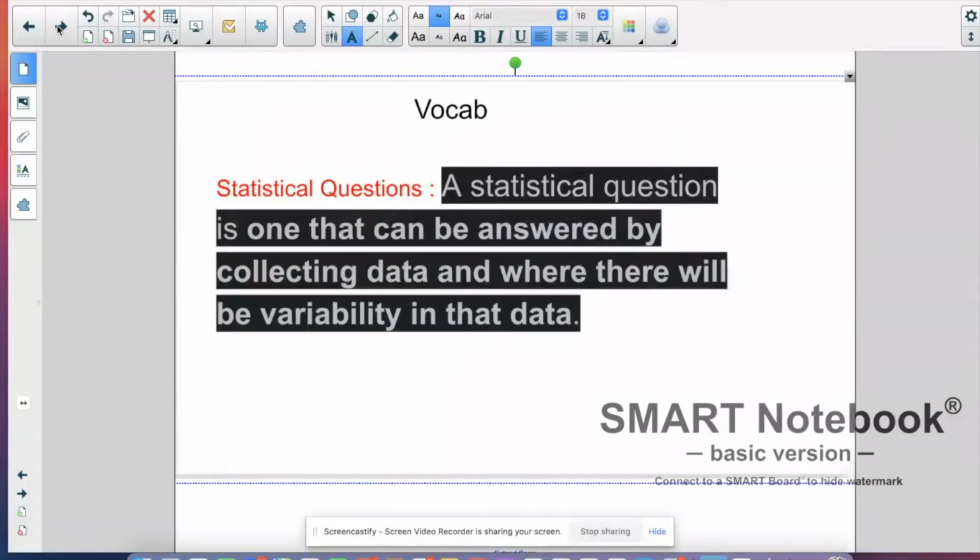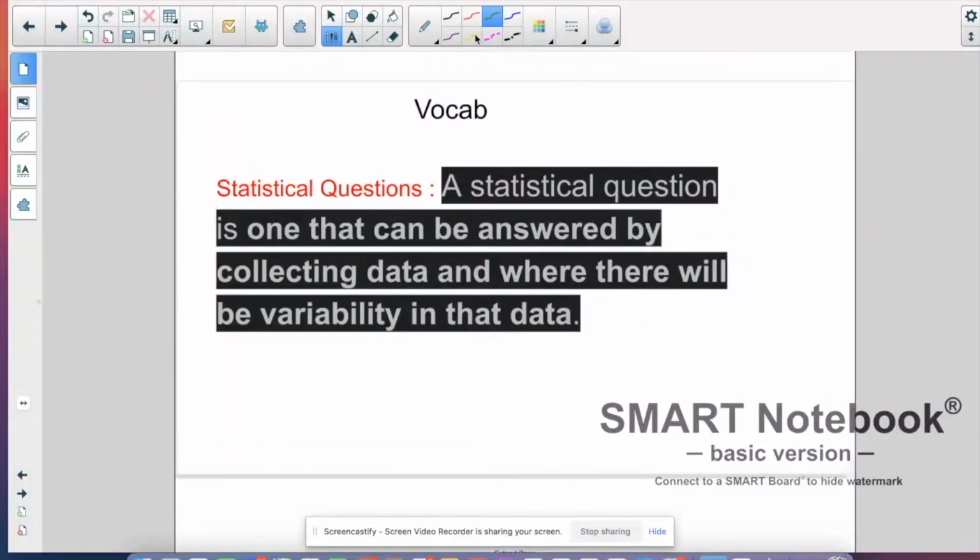Let's take a minute and let's copy this down, and then we'll talk about it. So pause the video and write down this important vocabulary term. Okay, now you've had a minute to copy down this important vocabulary term. Let's break down this information a little bit.